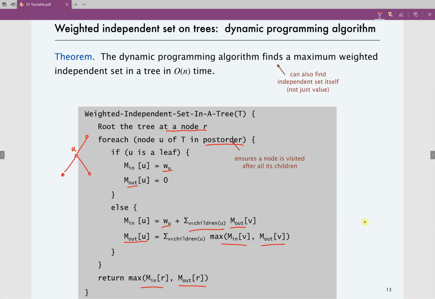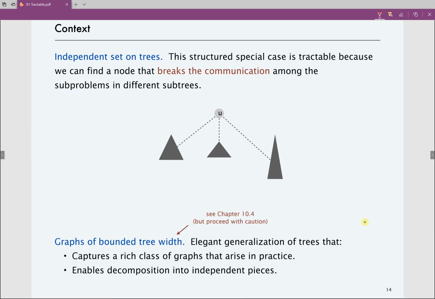Okay, so this shows that at least in trees we can actually solve this independent set problem, even though in general this problem is going to be NP complete. Now why is it that we can solve this problem efficiently in trees, whereas in general we cannot? The reason is that trees have a very special property: for any pair of nodes, there's only one path between those two nodes.